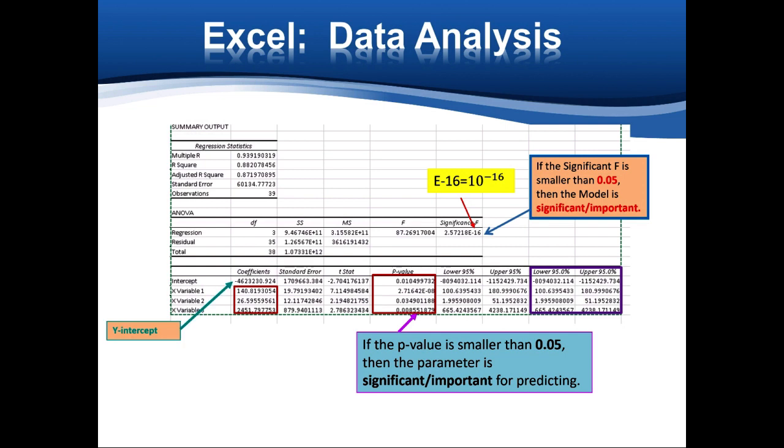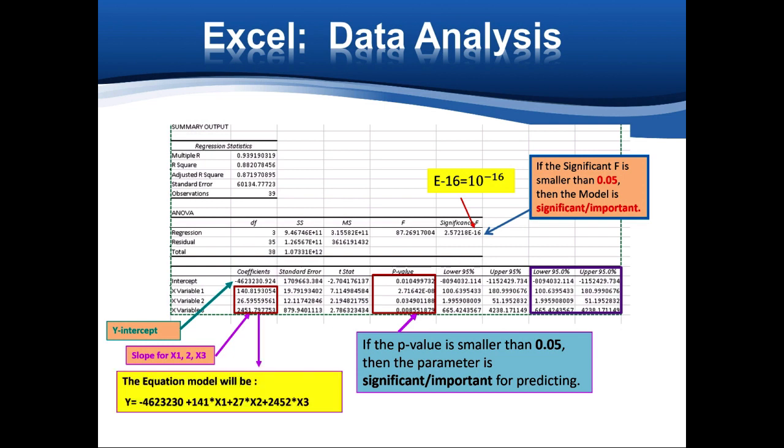Under the coefficients, those are the estimators for beta 0, beta 1, beta 2, and beta 3. This one is the y-intercept. And those are the slopes for x1, x2, and x3. So the equation model will be y equals negative 4623230 plus 141 times x1 plus 27 times x2 plus 2452 times x3. So in the future, you can predict the value of y using this equation.